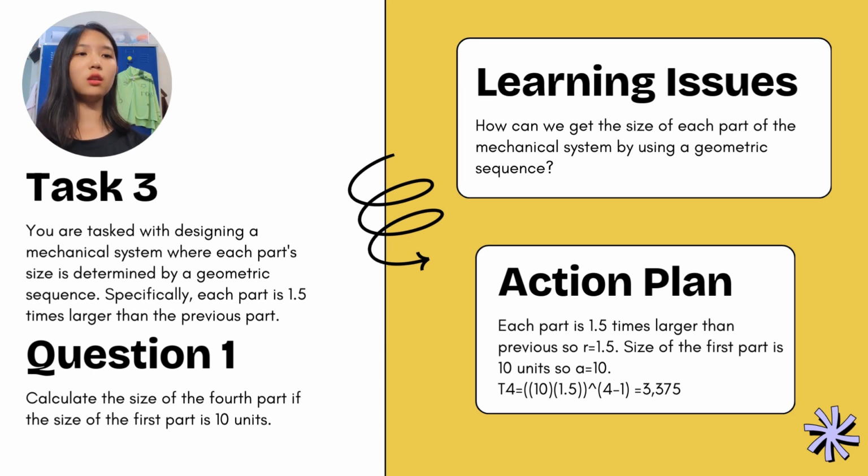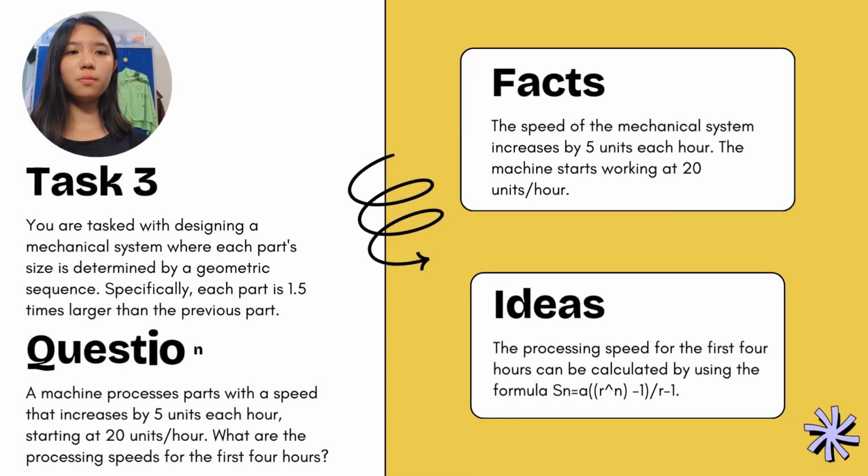Action plan of this question is each part is 1.5 times larger than the previous, so R equals 1.5. Size of the first part is 10 units, so A equals 10. We can use the formula Tn equals AR to the power of n minus 1 to get T4 equals 10 times 1.5 to the power of 4 minus 1 equals 3,375.